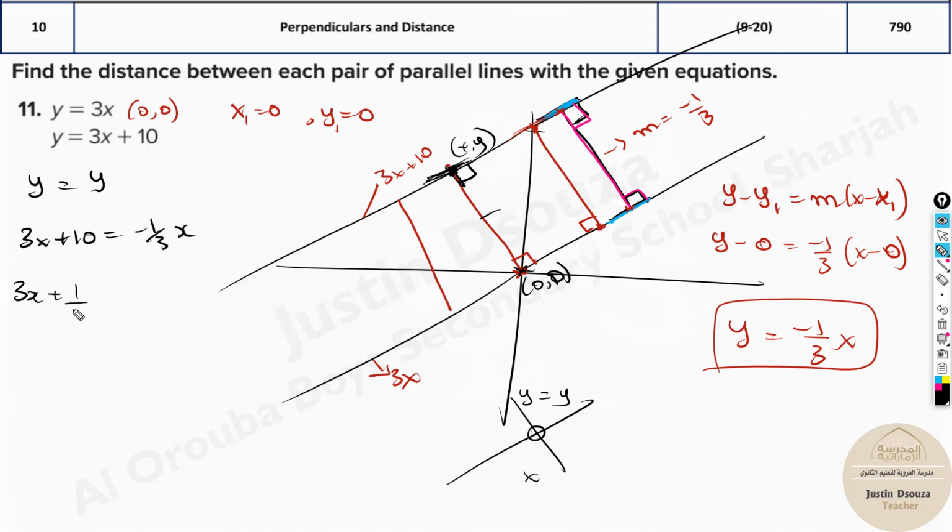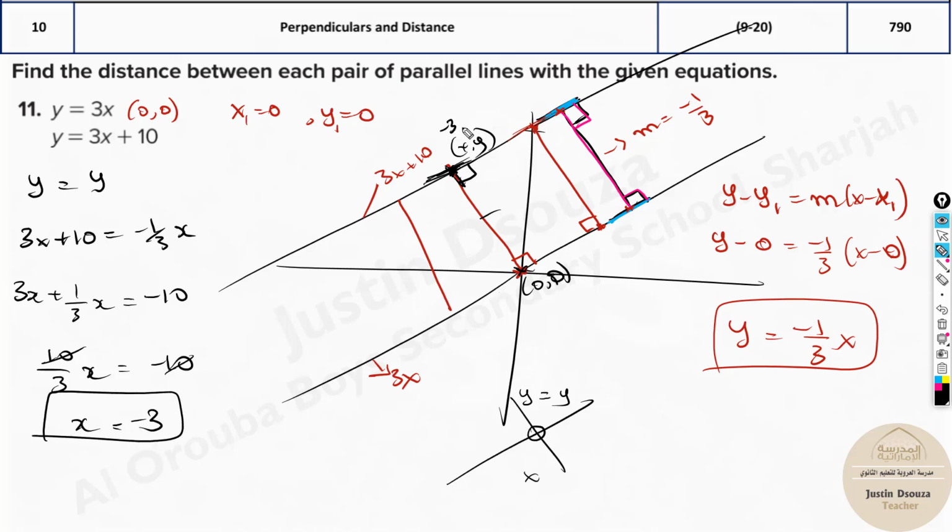Now let's solve it. Bring it to the other side: 3x plus 1/3 x is equal to minus 10. 3 plus 1/3, you can just use the calculator, it's 9 by 3 plus 1 by 3, which is 10 by 3. So 10/3 x equals negative 10. The 10s cancel, take the 3 to the other side, x is equal to negative 3. So this point of intersection is minus 3.